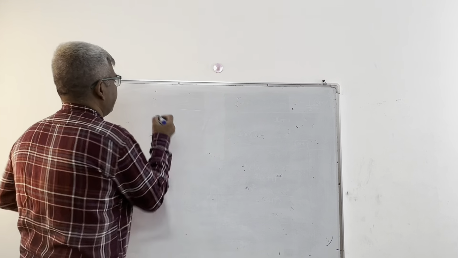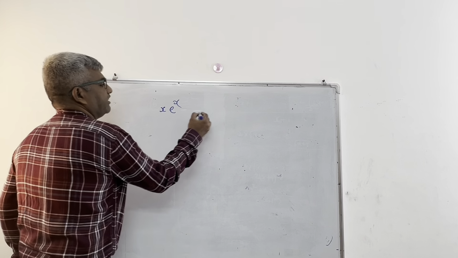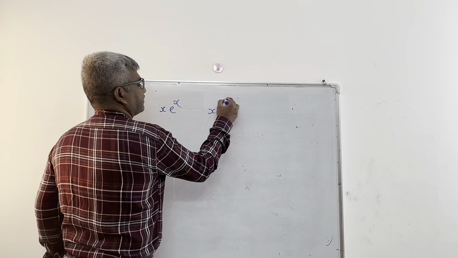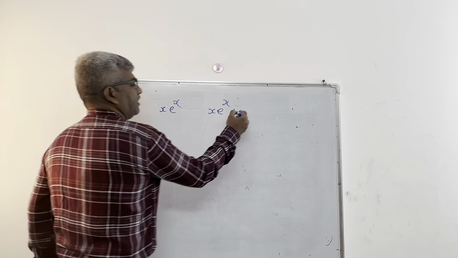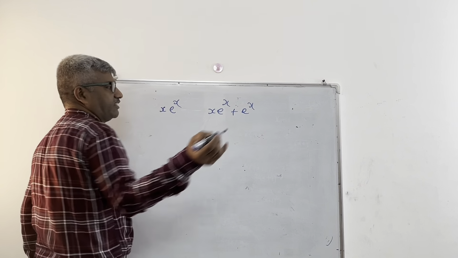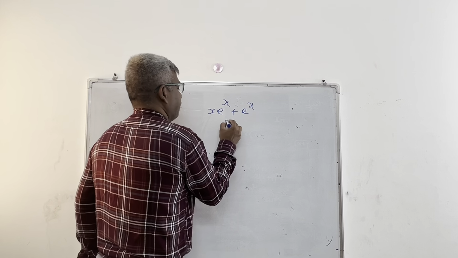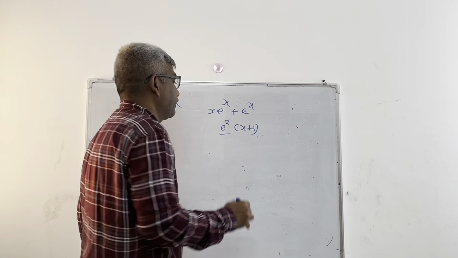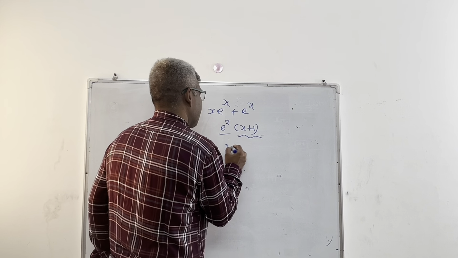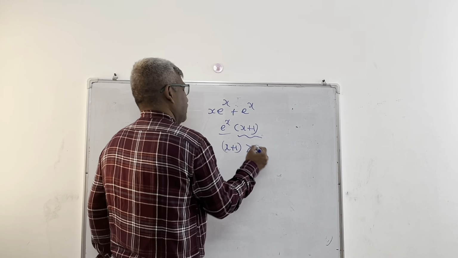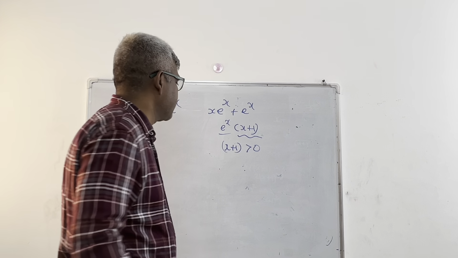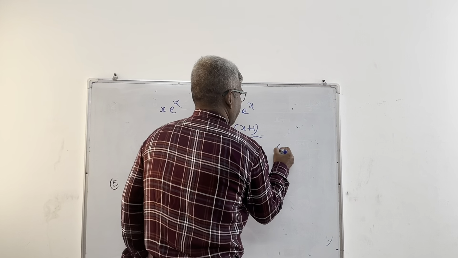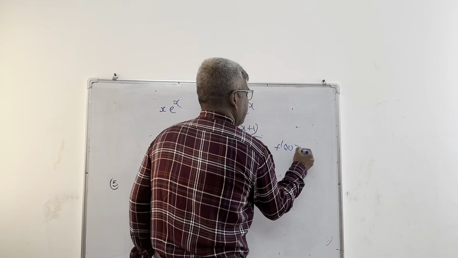Question number 7, x e^x. You can easily differentiate x times e^x using u v dash plus v u dash. Differentiating x gives 1. Take e power x common: e^x (x plus 1). e^x is always positive, so f dash x will be greater than 0 when x plus 1 is greater than 0.